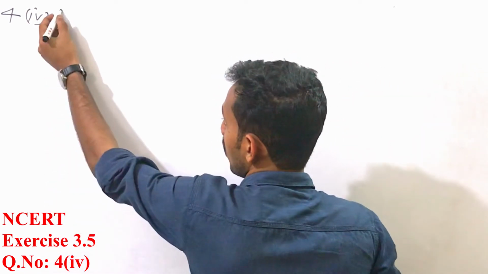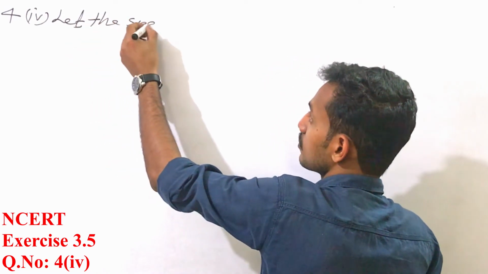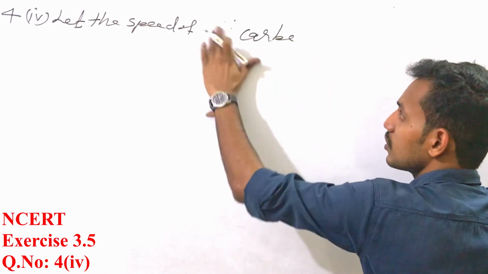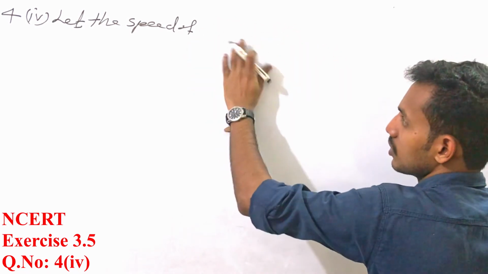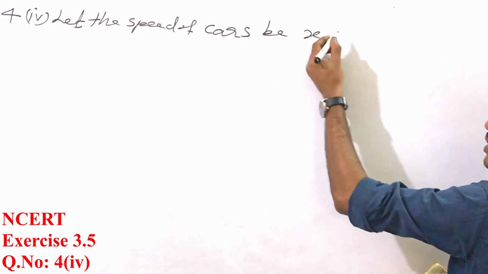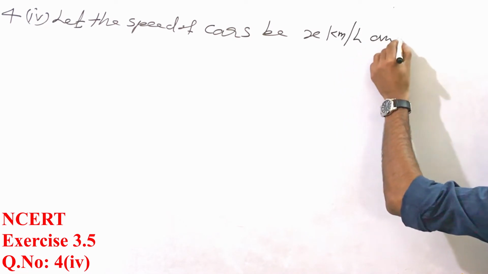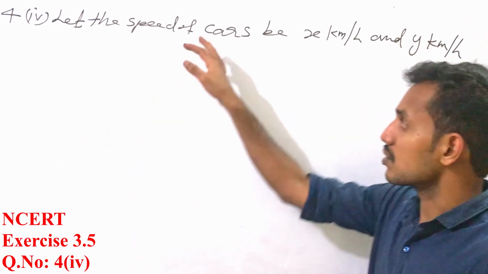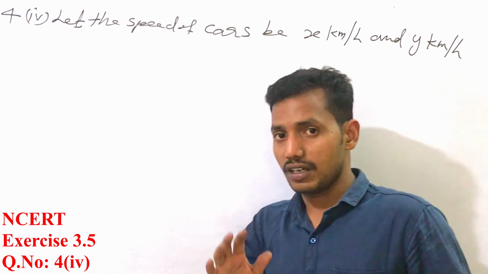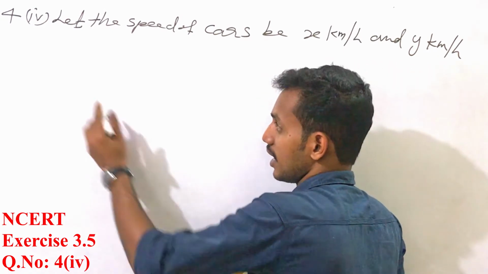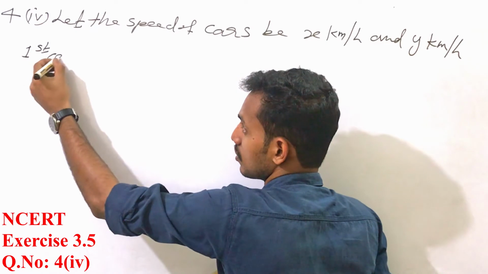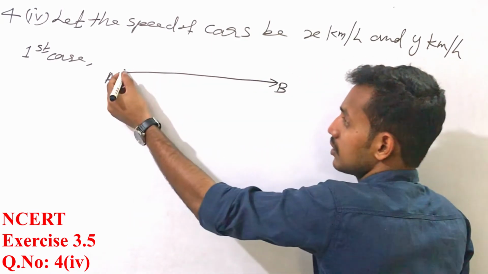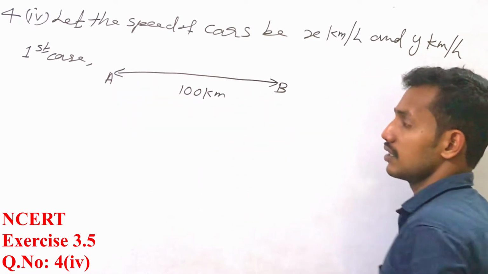So first let's put the variables. Let the speed of the first car be, or let the speed of the cars be X kilometer per hour and Y kilometer per hour. Clear? Why is it in kilometer per hour? Because distance is given in kilometers and time is given in hours. Okay, in the question there are two places A and B. So we can take the first case. There are two places A and B, 100 km apart. That means the distance between A and B is 100 km.